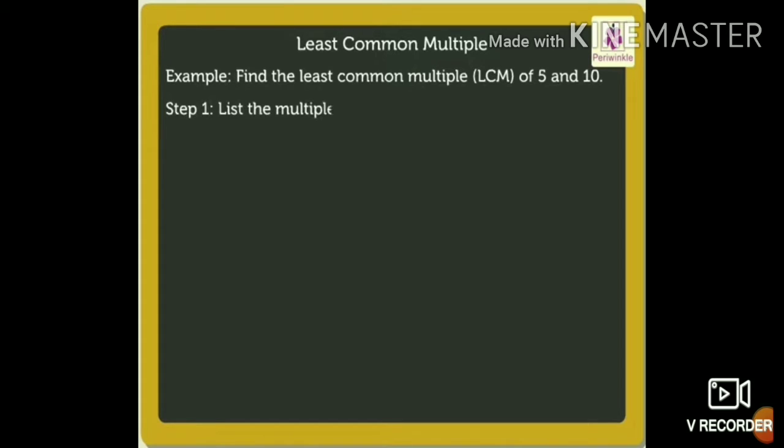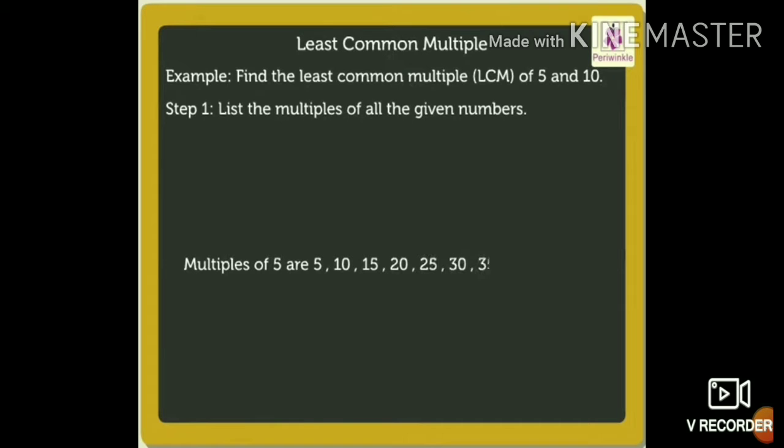Step 1 is to list the multiples of the given numbers. As you know, you can find an infinite number of multiples of a number. The multiples of 5 are 5, 10, 15, 20, 25, 30, 35, 40. The multiples of 10 are 10, 20, 30, 40, 50, 60, 70, 80 and so on.